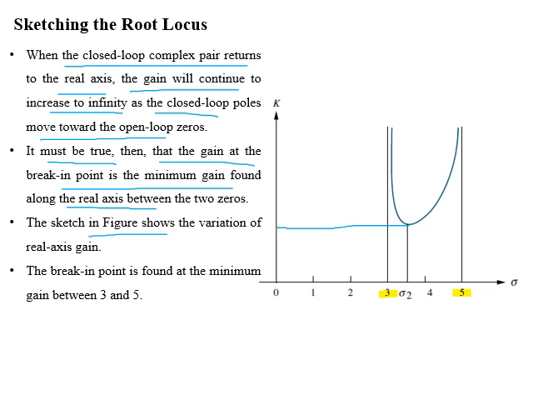This gain k for the closed loop system poles along the real axis is represented in the figure, and the break-in point is found at the minimum gain in between both zeros located at +3 and +5. The break-in point is represented by sigma 2, showing minimum gain along the real axis.